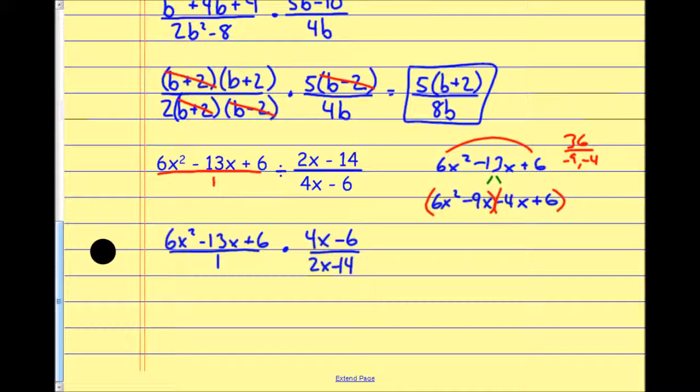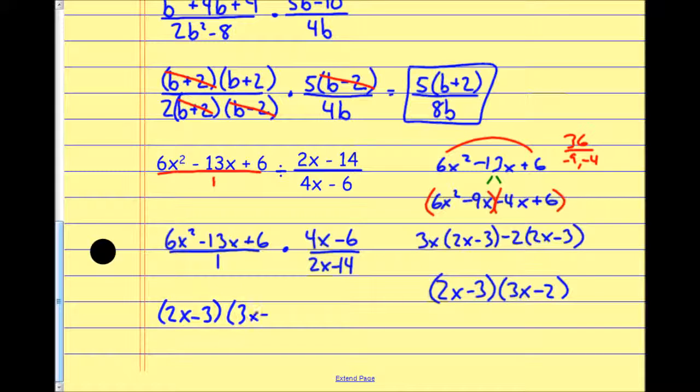Out of the first two, I can factor out the 3x, which leaves me with a 2x minus 3. Out of the second two, I can factor out a -2, which leaves me with a 2x minus 3 as well. So right away, I can see my two factors of the 2x minus 3 and the 3x minus 2. So taking this back over here, that's a 2x minus 3 and a 3x minus 2. That whole thing is still over 1.